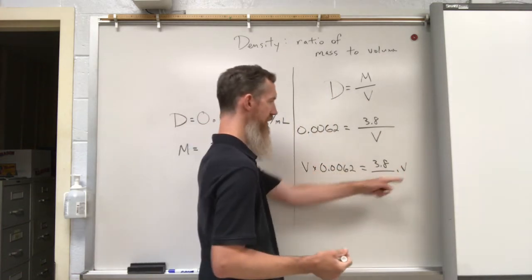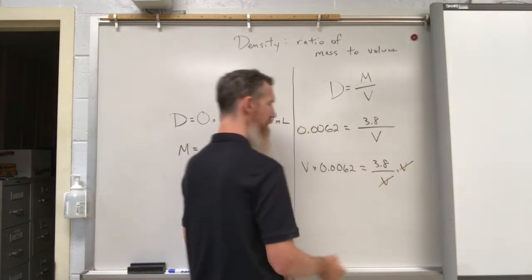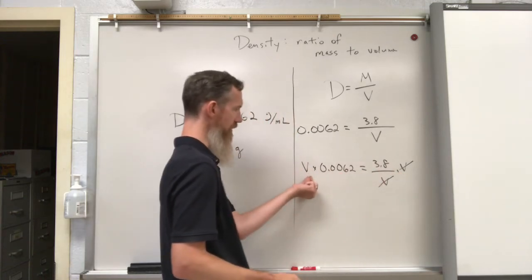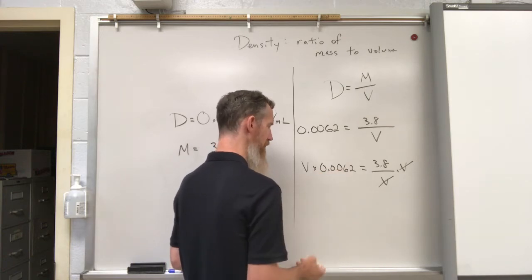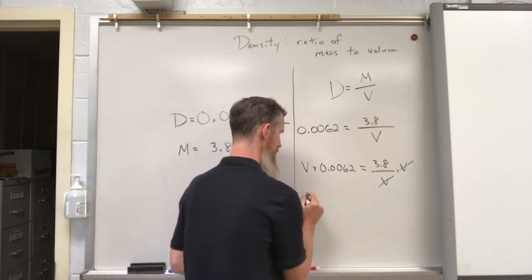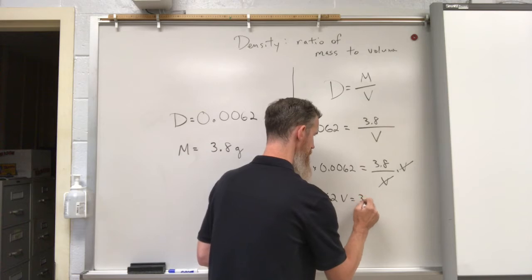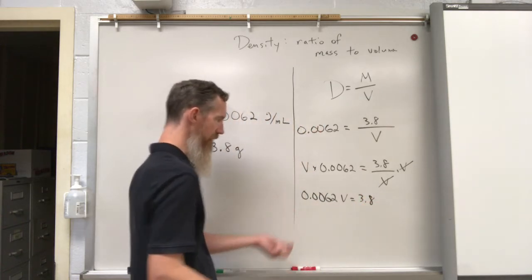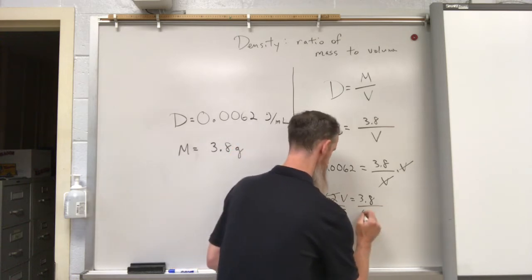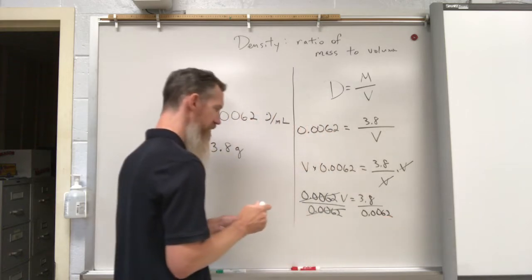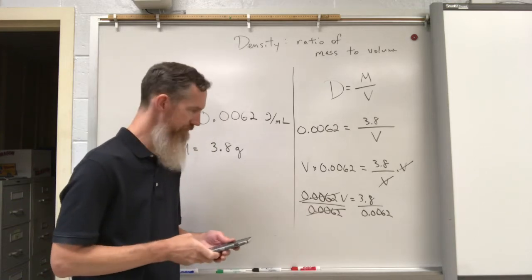What I do to one side to get it out of the bottom of the fraction, if I multiply by V, it gets it out of the bottom because this V and this V will cancel. But what I do to one side, I've got to do to the other side. Now I'm not done, because then I have V over here with this number. So I'm going to rearrange this now, kind of like X in algebra class. I still want to get V by itself. Well, how do I do that? I've got to divide by that 0.0062. Now I have V by itself and I can find out what it is.